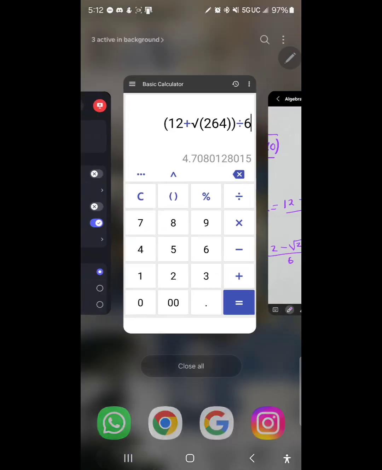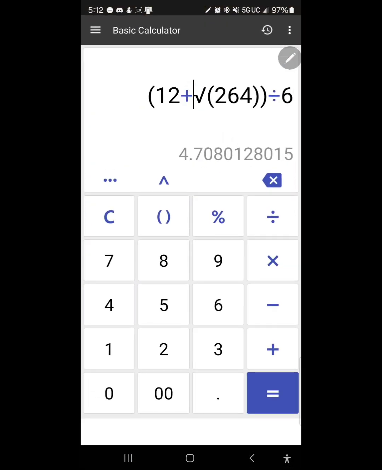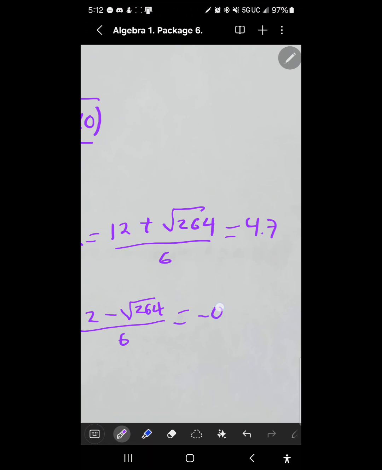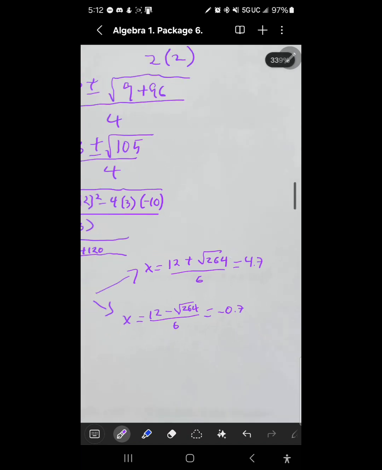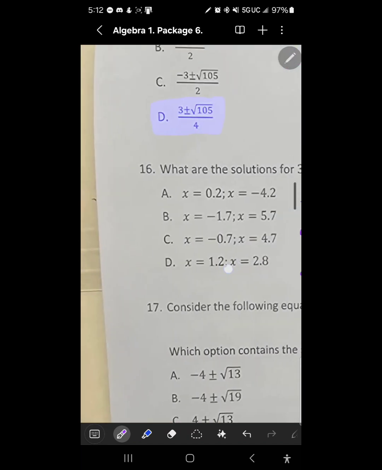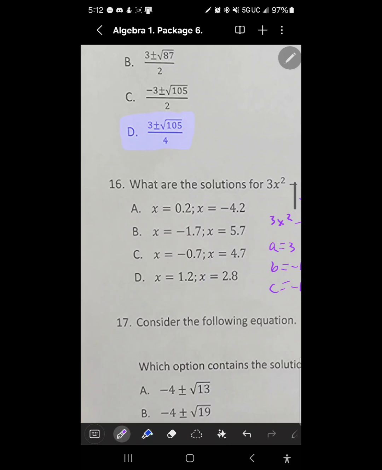Now we do the minus one. I can say 12 minus the square root of 264, over 6, and we have negative 0.78. And again, this is the nearest tenth. We have a 0 after, so we keep the same number. So it will be 4.7 and negative 0.7, which is option C.